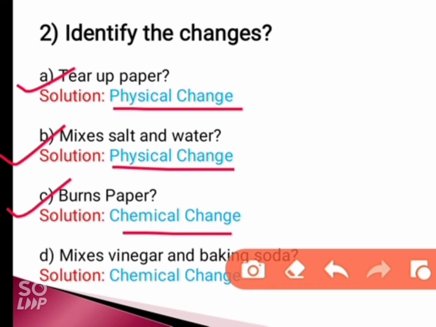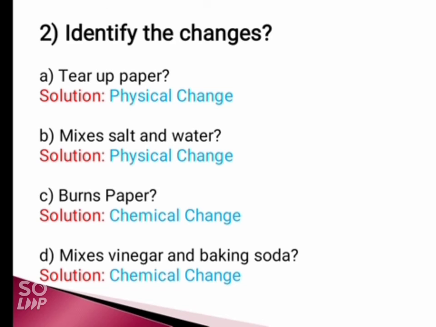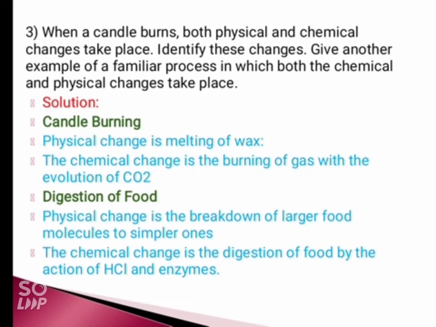Next one is mixing vinegar and baking soda. When we mix baking soda in vinegar, it produces CO2 gas. The evolution of gas is the sign of chemical change. That's why it is a chemical change. Now come to your next question, which is, when a candle burns, both physical and chemical changes take place. Identify these changes. Give another example of a familiar process in which both the chemical and physical changes take place.